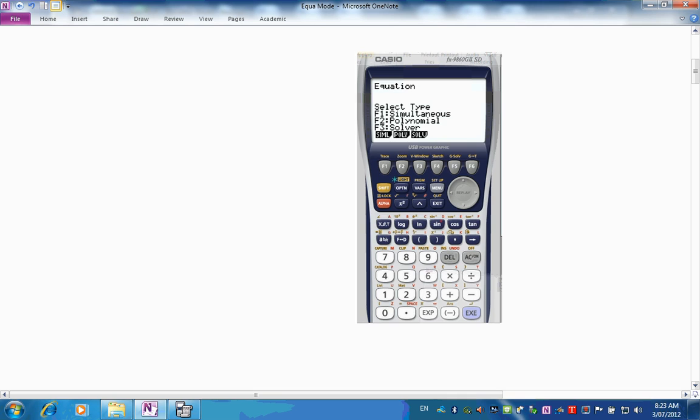Here we are. A number of options are shown here. What sort of equation do we want to solve? Well, let's look at the first one. The first one says F1, or the simultaneous option here. Simultaneous means we want to solve two equations at the same time.